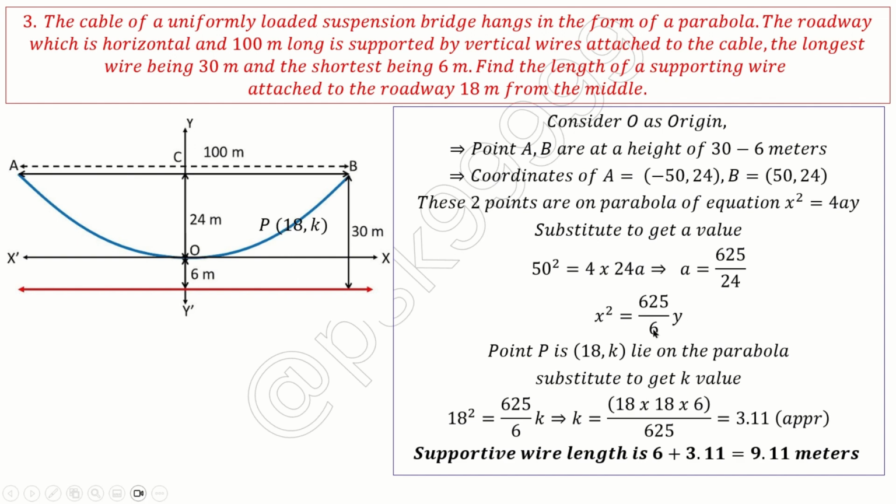Okay. Now simply substitute 18 comma k in this equation. You get the k value. K is nothing but 3.11 meters approximately. Now k is nothing but up to this point only. Now you should add plus 6 meters to make sure that it requires that big. So supportive wire length is 6 plus 3.11, which is 9.11 meters. Hope you understand this problem. Do it yourself. You will understand it very clearly.